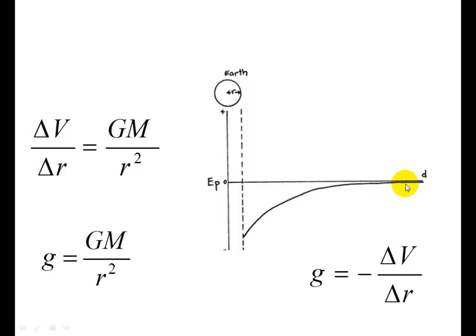Here, at infinity, the gravitational field strength will be 0. Here, it will be at a maximum. In other words, the gravitational field strength is highest at the surface of the planet. With a black hole, the gravitational field strength gets very, very high indeed as it goes towards the asymptote.